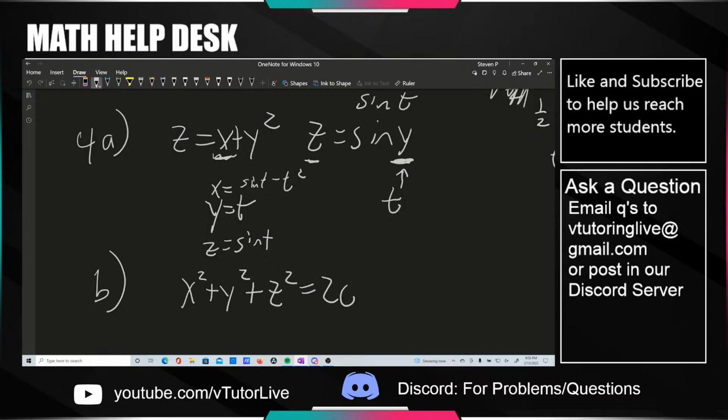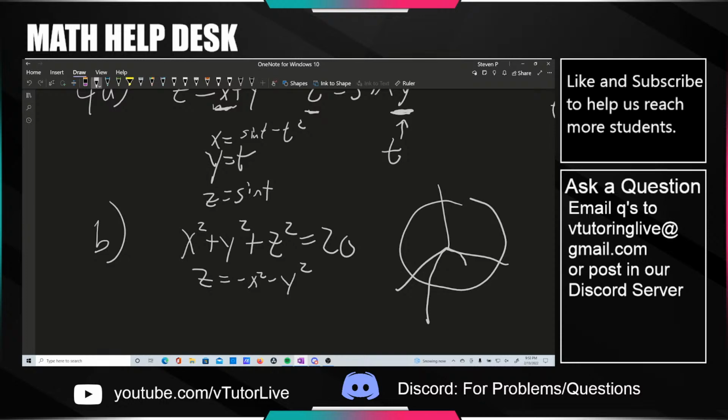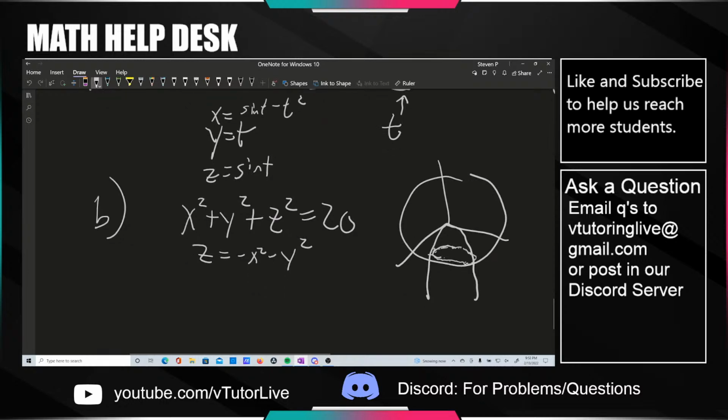All right, so the next one is between a sphere and a paraboloid. What this kind of looks like is that's a sphere, and your paraboloid is kind of this bowl thing down here. So just looking at it, the intersection kind of ought to be a circle. So let's keep that in mind. Hopefully that's reasonably easy to visualize.